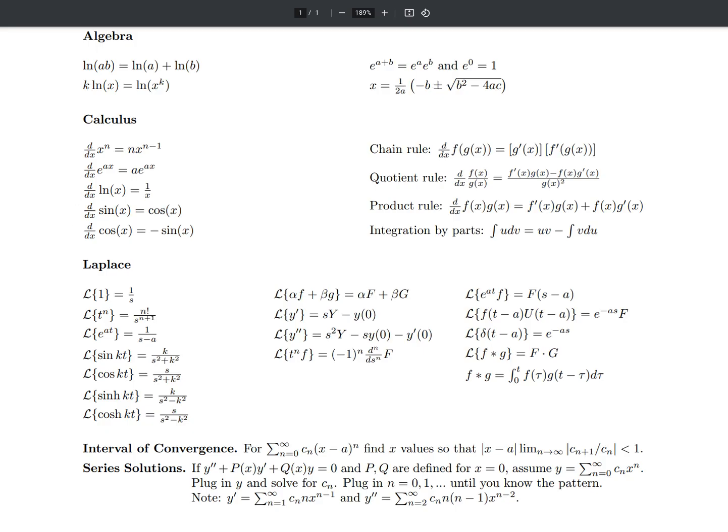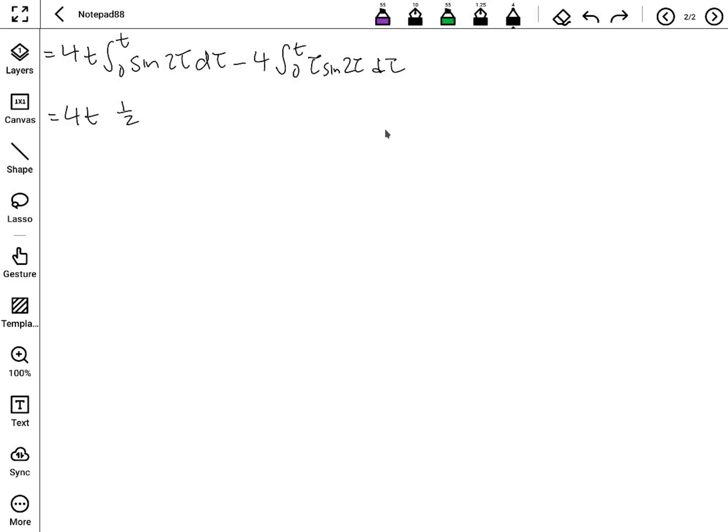Okay. So it's going to be minus sine 2 tau evaluated, minus cosine 2 tau, evaluated from tau equals 0 to tau equals t. And then the second integral is a little bit harder. I'm going to have to do integration by parts, unfortunately. So I'm going to do minus 4, give myself a big bracket to work on that.